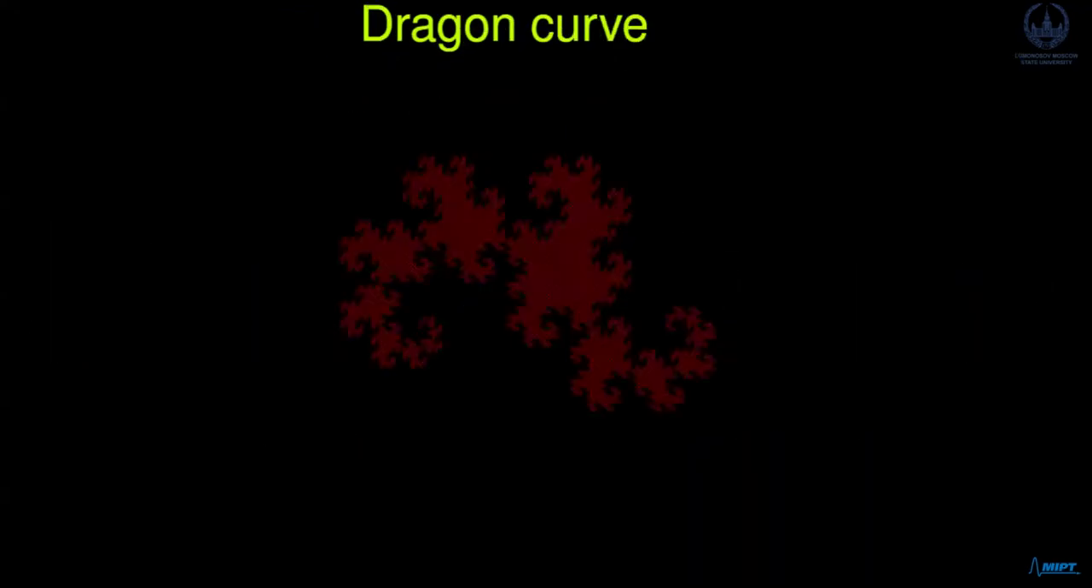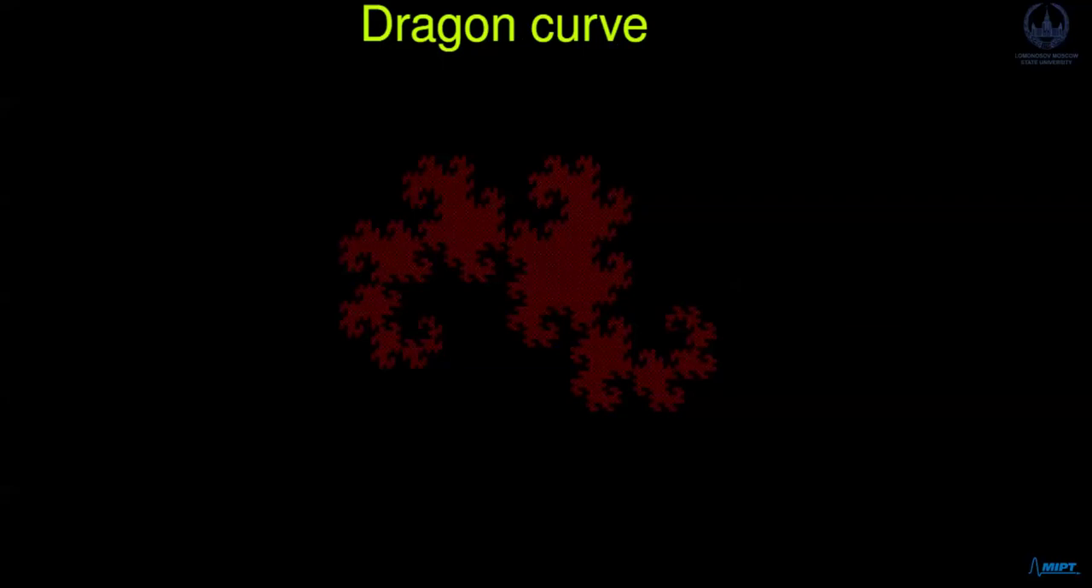So right now, an interesting picture. Let's turn our attention to the dragon curve, a striking example of a fractal curve that has interest for mathematicians, artists, and computer scientists alike. But what is the dragon curve?